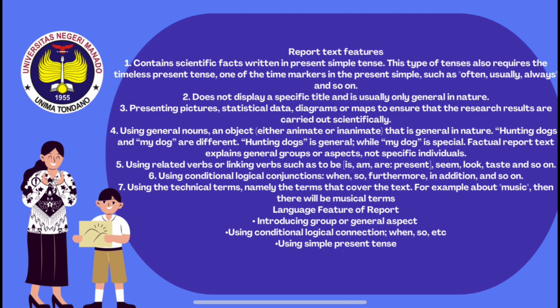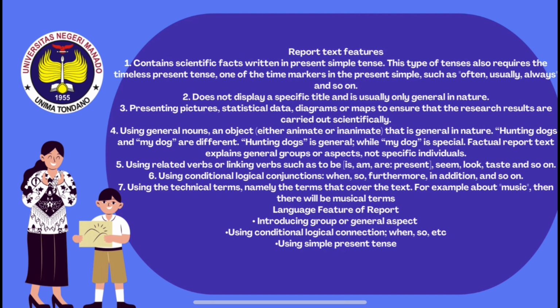Fifth, using relating verbs or linking verbs such as to be, is, am, are, present, seems, look, taste, and so on. Sixth, using conditional logical conjunctions: when, so, furthermore, in addition, and so on. And the last, using technical terms, namely the terms that cover the text, for example about music, then there will be musical terms. The characteristic language features of report text.